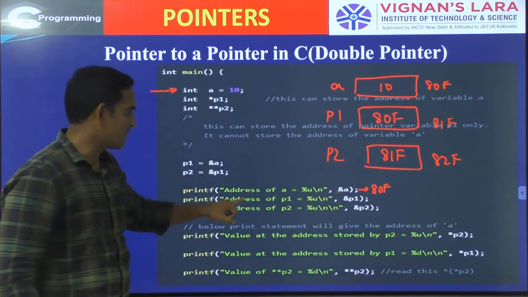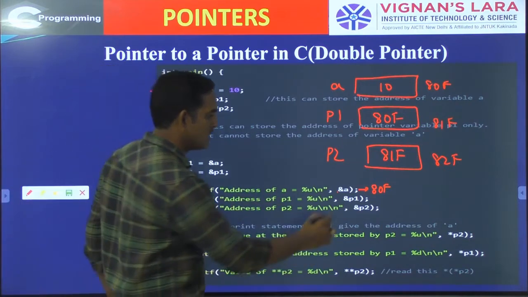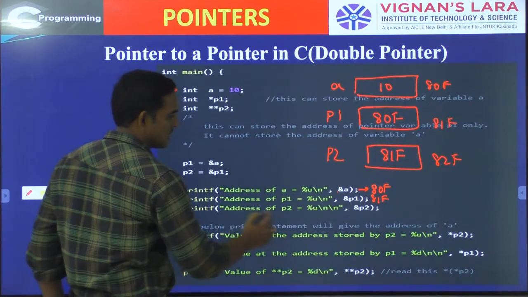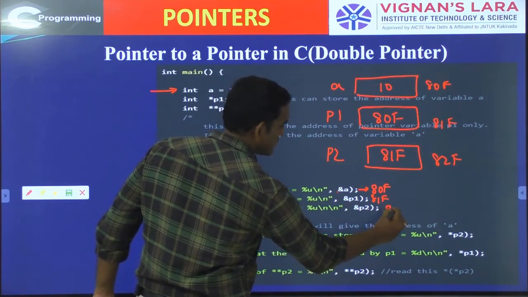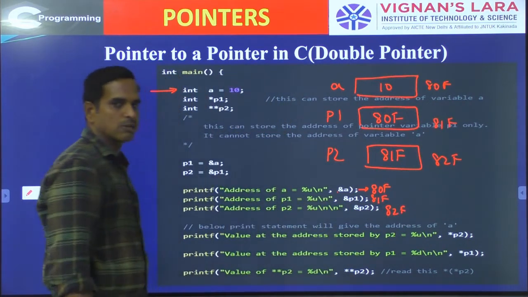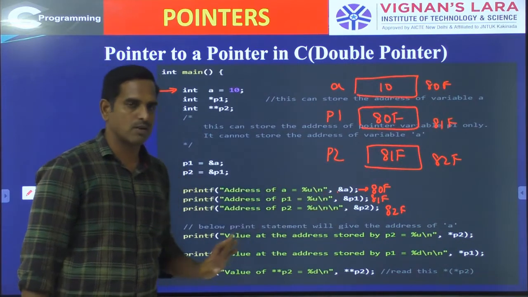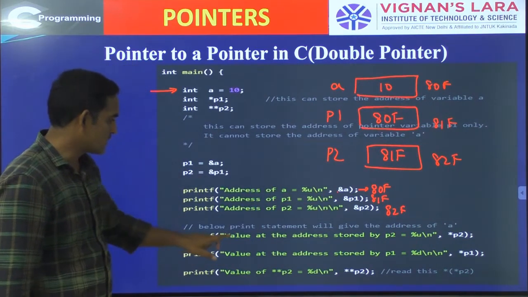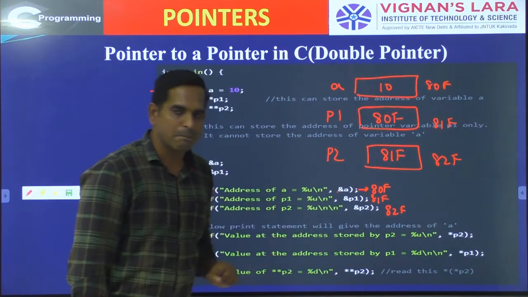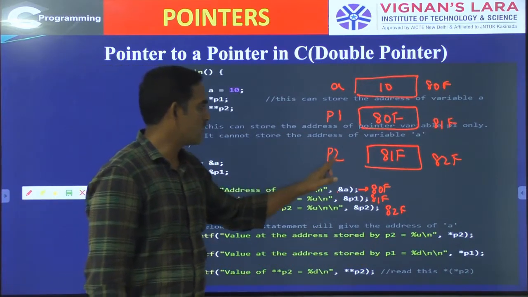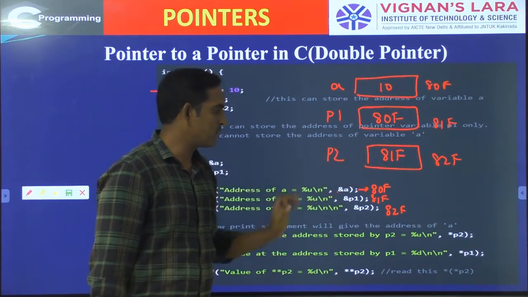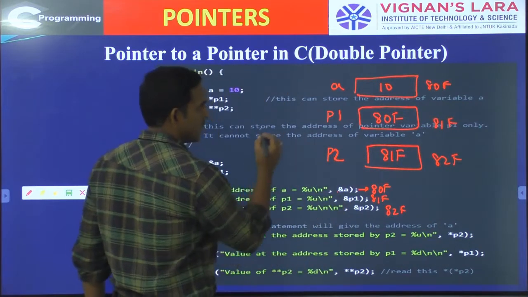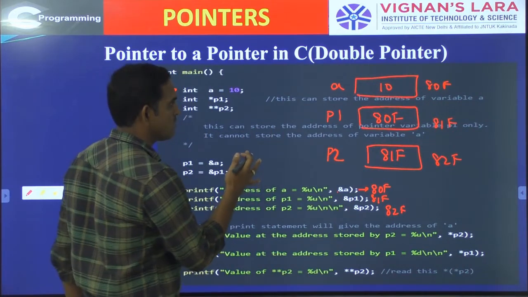The second printf statement is the address of P1. Address of P1 is 81F. Next, the third statement is the address of P2, that is 82F. You can print the address by using your address operator. Next printf statement is value at the address stored by P2. What is the value at the address stored by P2? Here you can dereference these values one by one.